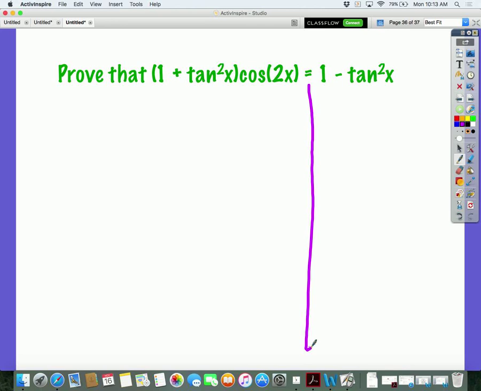What do you think? I say we mess with the cosine 2x first, because that is one of our double angle identities. Which one do you want to replace cosine 2x with?